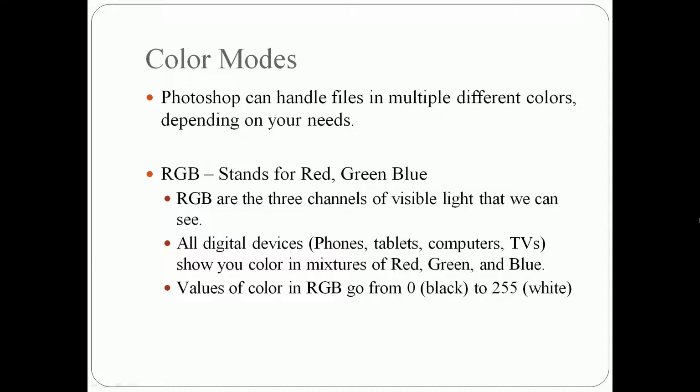Values of color in RGB go from 0, which is black, to 255, which is white. There are three channels of color per pixel, so each pixel, in order to get all the colors in the rainbow, has a mixture of values of red, green, and blue. So if I have 0 red and 0 blue and 255 green, I'm going to have pure green. If I add red to it, I'm going to have yellow, and then if I add blue to it, I get white. As we play with the color picker in Photoshop, you'll sort of see how that works.